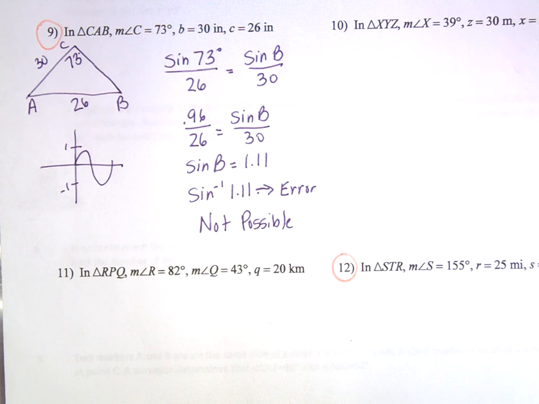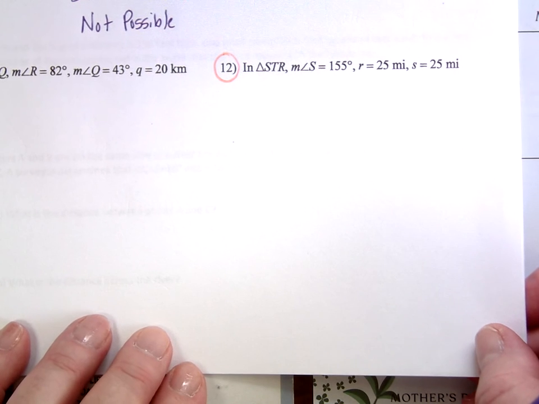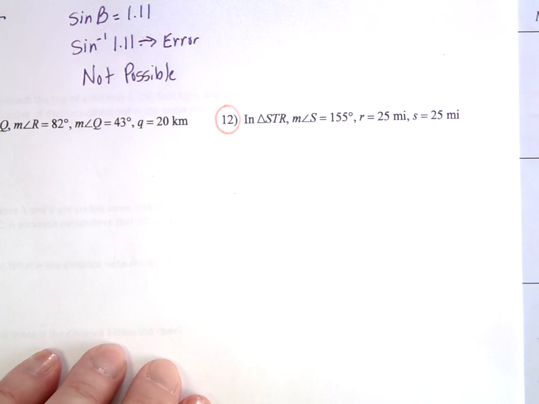So we kind of talked about this. You're going to have either not possible as your answer, one answer, or two answers. It's either none, 1, or 2 for all of these problems. Let's go to 12, our last one. Number 12 is kind of interesting, and the reason I'm choosing it is because it looks like you get an answer, but you really don't.